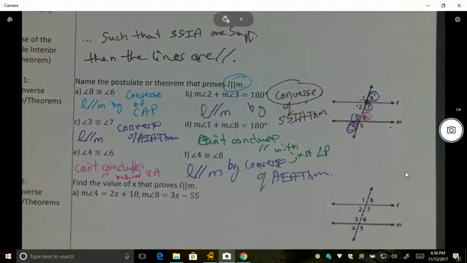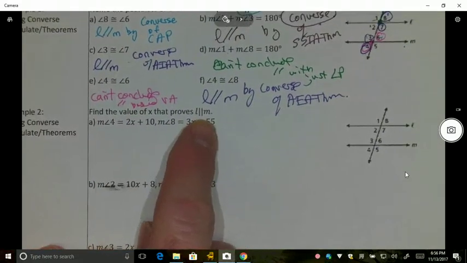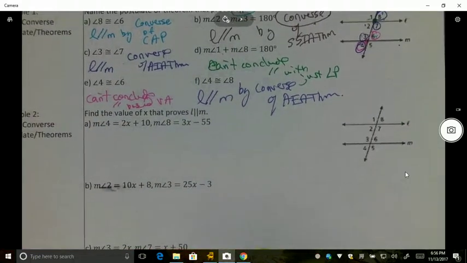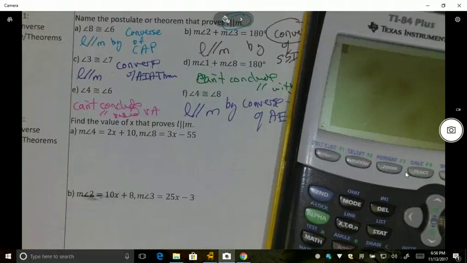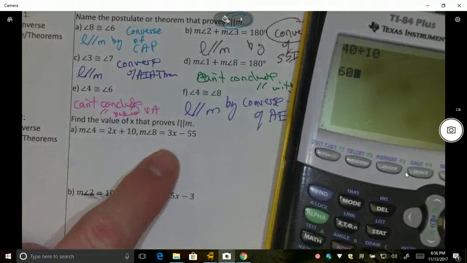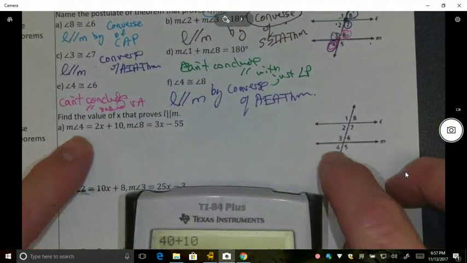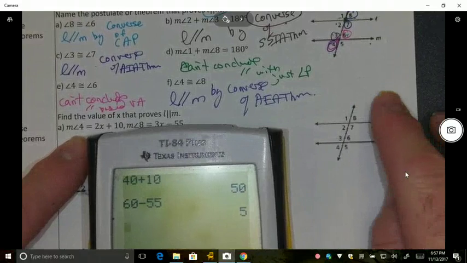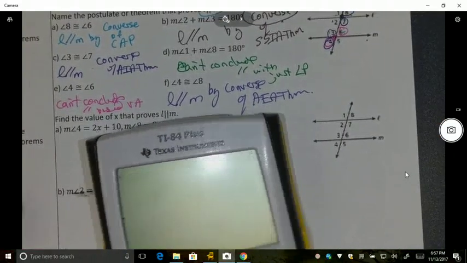Another thing that you will be asked to do is to find the value of x that would force the lines to be parallel. In other words, if I just picked any number for x, let's say 20, gosh, I hope that's not it. Nope, it's not. If I put in 20, then this would be 40 plus 10, which would be 50 degrees, and this would be 60 minus 55, which would be 5 degrees. In that case, angle 4 and angle 8 would not be the same. One would be 50 degrees, one would be 5 degrees. The lines would not be parallel. The picture would look much different than it does.